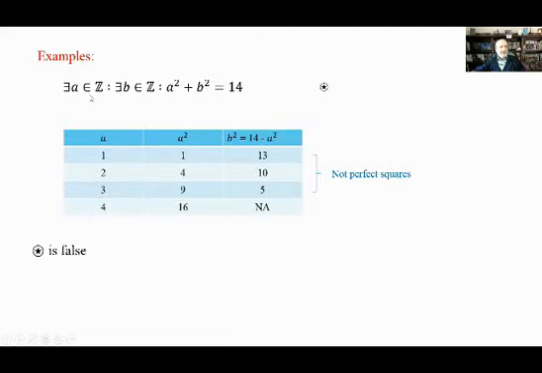Here's an example. There is a in Z, there is b in Z, a squared plus b squared is equal to 14. Okay, let's put a as 1, 2, 3, 4, etc. A squared is 1, 4, 9, 16. And then we're going to calculate b squared is 14 minus a squared: 13, 10, 5. None of these is a perfect square. So this is false. You cannot find a and b such that a squared plus b squared is equal to 14 as integers.